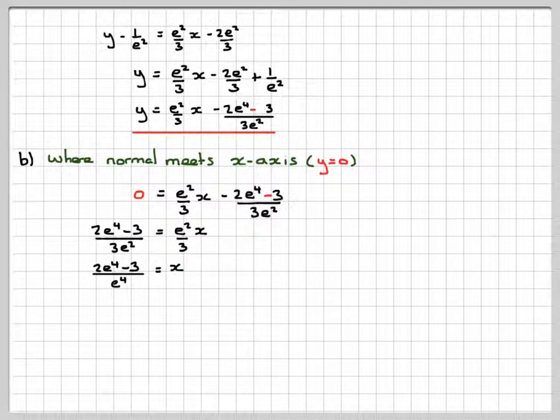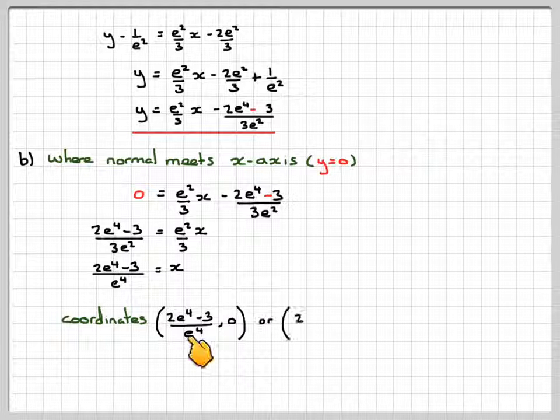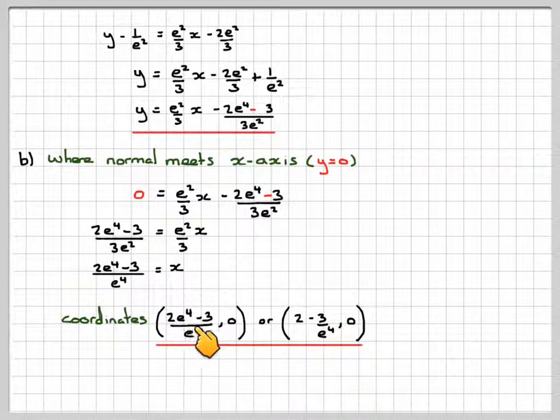So we're going to have 2e to the 4 minus 3 over e to the 4. So the coordinates of intersection will be (2e to the 4 minus 3 over e to the 4, 0), or you could write it like this, because 2e to the 4 divided by e to the 4 is 2: (2 minus 3 over e to the 4, 0).